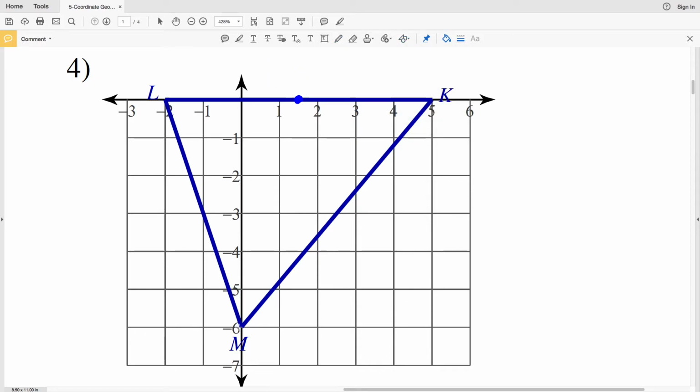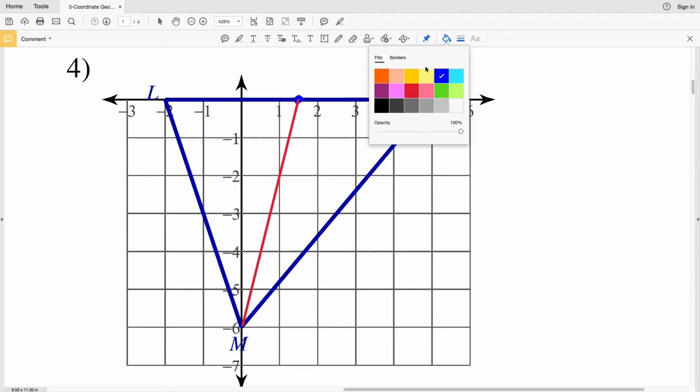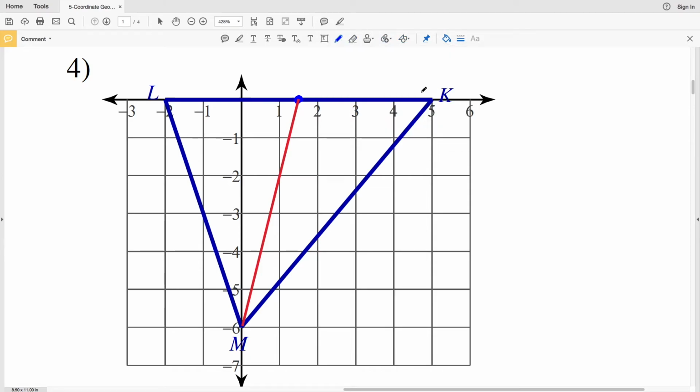So now drawing our median from the vertex that's opposite the midpoint to the midpoint. Now let's calculate one other midpoint, draw the median, and then see where that centroid lies. Let's calculate the midpoint between L and M. L occurs at -2, 0. So let's make this x1, y1, and M occurs at 0, -6. So this will be x2, y2.